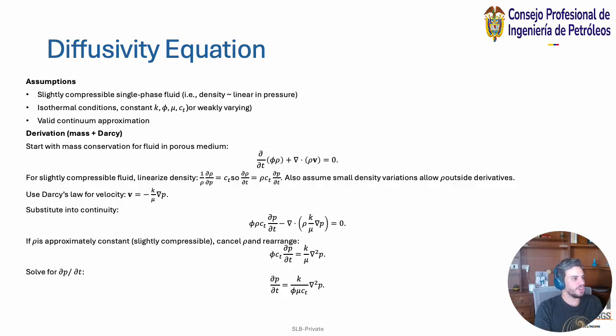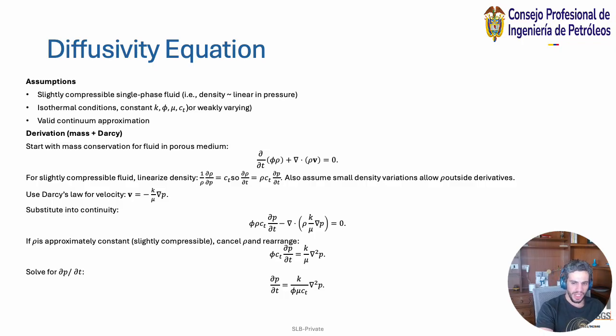There are two ingredients here when we're talking about the conservation of mass and Darcy's law, right? Before we get into that derivation, let's define our assumptions. The assumption is that this is a slightly compressible single-phase fluid, as in it's relatively linear in pressure. It's isothermal conditions, so we're assuming constants for these variables: permeability, porosity, viscosity, when in the real world that's not the case, right?